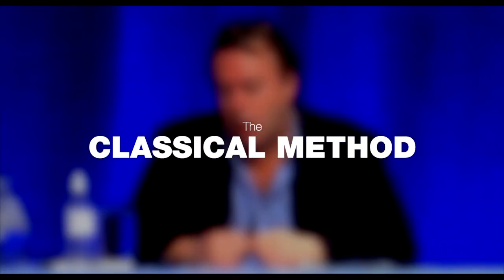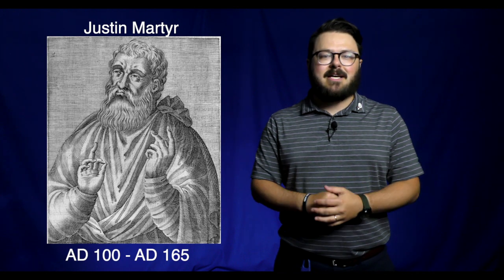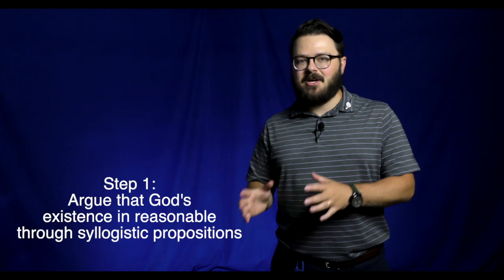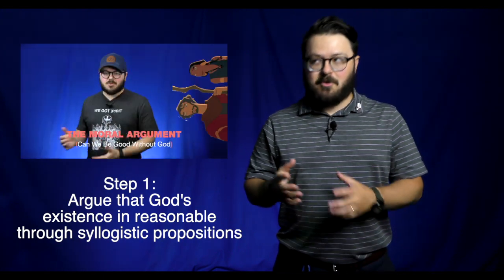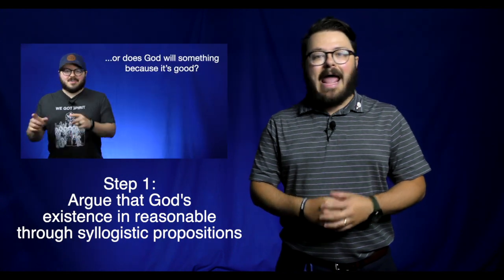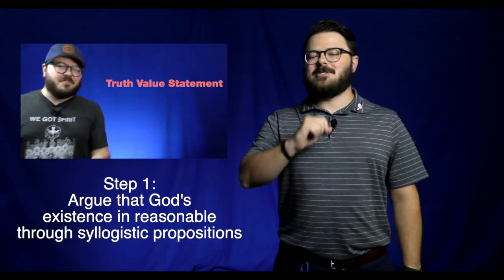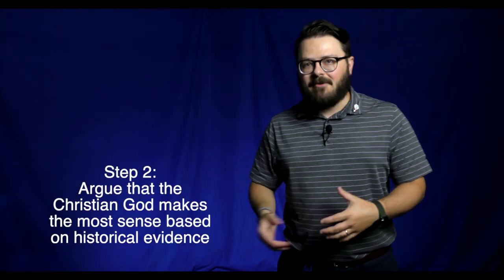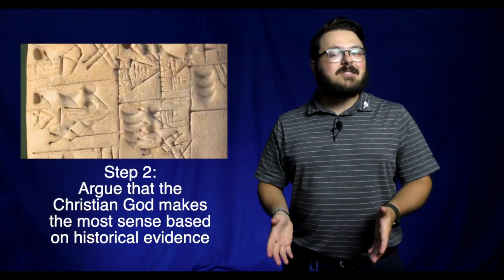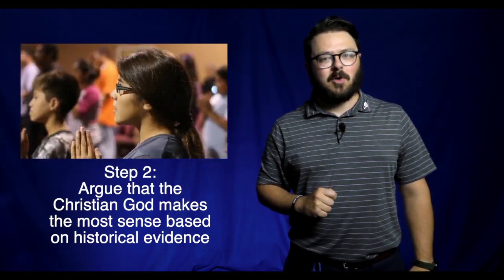First, classical apologetics. This method is called classical because it's been around the longest. Seeming to originate with early Christians like Justin Martyr, this method begins by focusing on the reasonableness of God's existence through logical argument. Such arguments include the moral, contingency, and various cosmological arguments as presented in our previous videos. You should definitely check them out. From there, the apologist would then argue that of all the gods available, the existence and supremacy of the Christian God makes the most sense based on historical evidence.